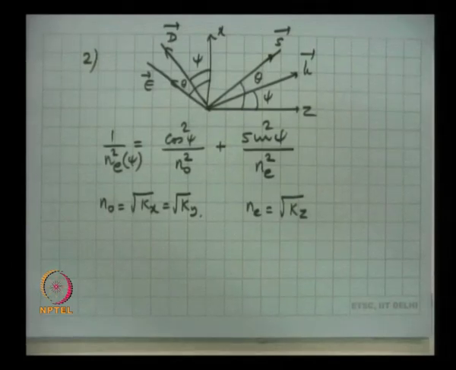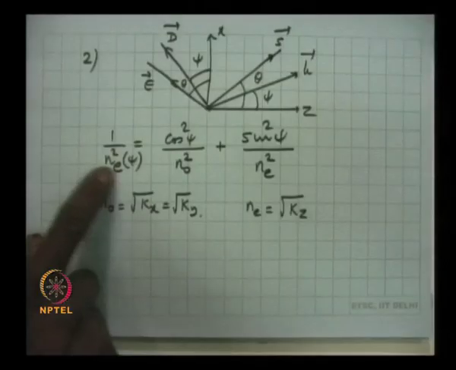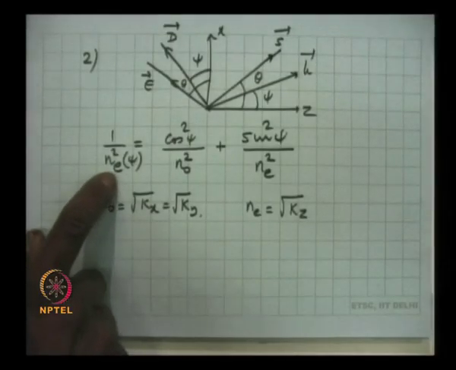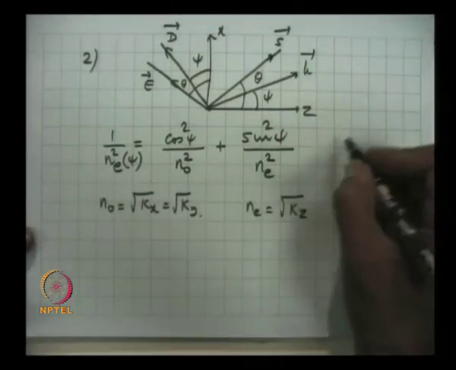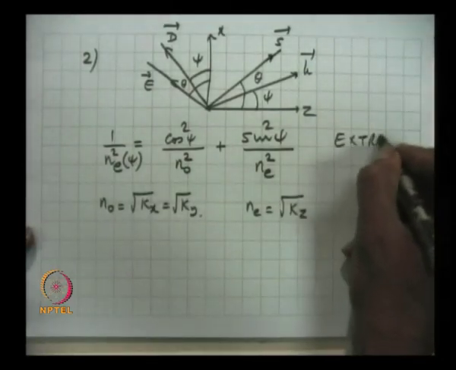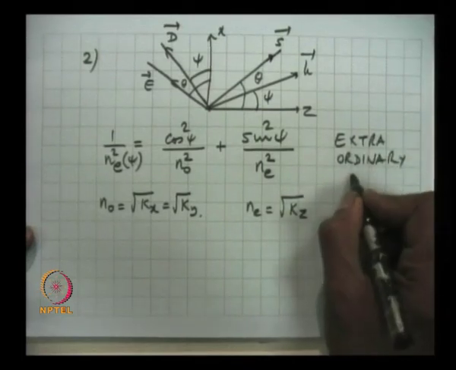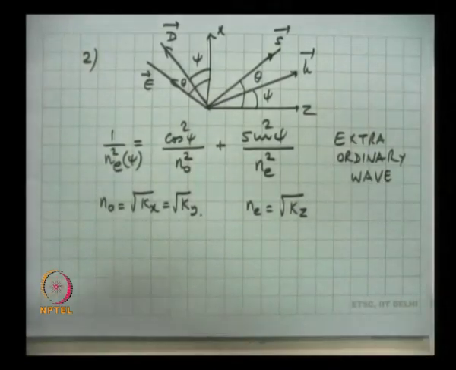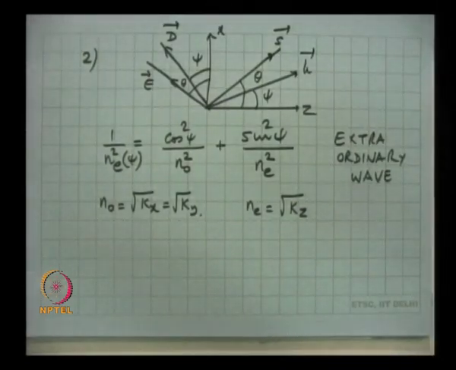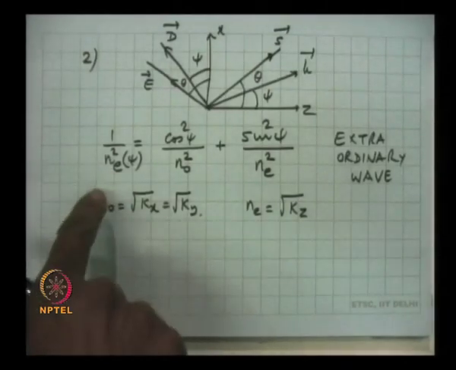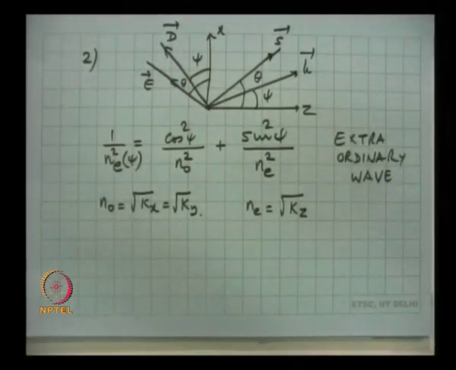If I give you a medium like lithium niobate, which is a very important uniaxial crystal, I can give you the value of NO and Ne for a particular frequency or a particular wavelength. This Ne of psi, this subscript E is for extraordinary wave. This solution corresponds to an extraordinary wave, and the velocity of this extraordinary wave depends on psi through this equation.